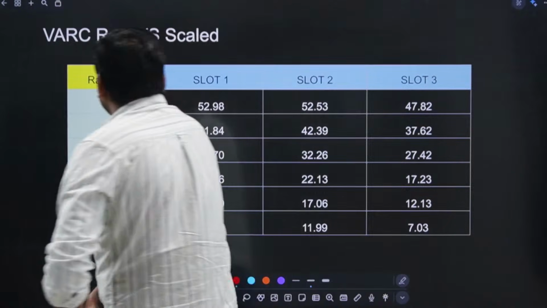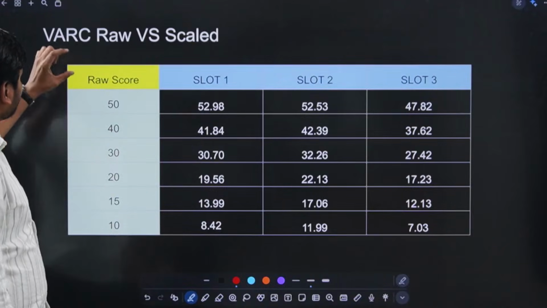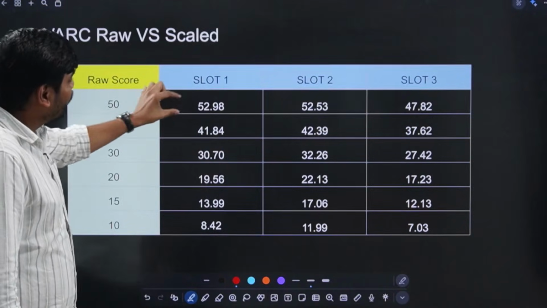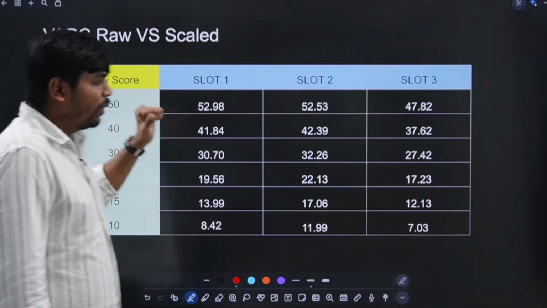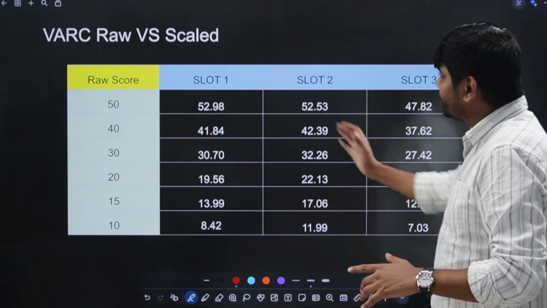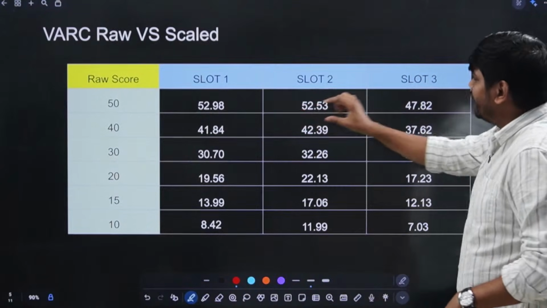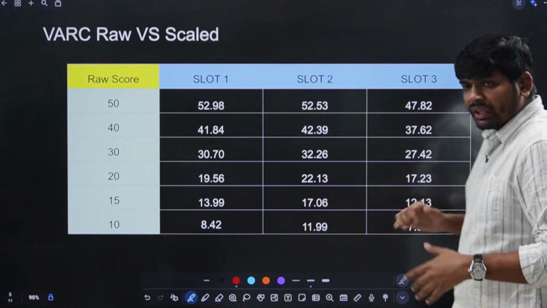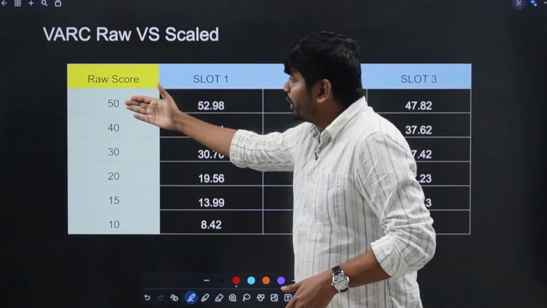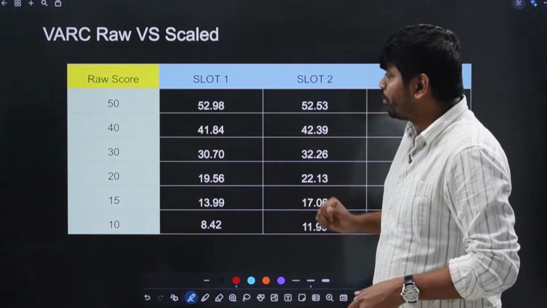So now we will discuss how the scores are scaled across all the slots. A raw score of 50 in slot 1 will scale up to 52.98, whereas the VRC section in slot 3 was easier as compared to slot 1 and slot 2. So it is getting scaled down to 47.82. So you can see that this is what scaling will do. If you are scoring 50 marks in slot 1 VRC, your marks will be 52.98.